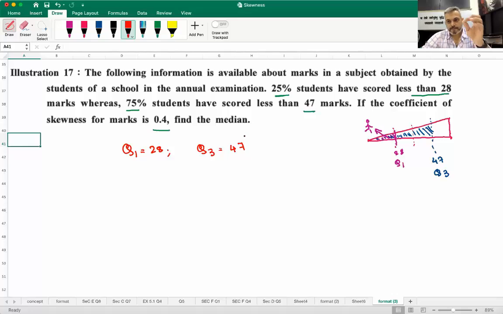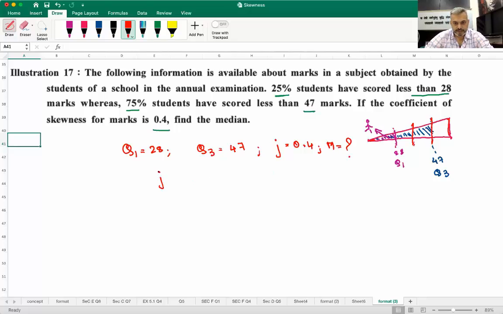Now always remember Q1 will be smaller and Q3 will be bigger, because you can see the diagram. This is the minimum and this is the maximum. So 28 and 47, 25% area, 50% area, 75% area. So Q1 is 28, Q3 is 47. Coefficient of skewness J is equal to 0.4. We have to find the median.